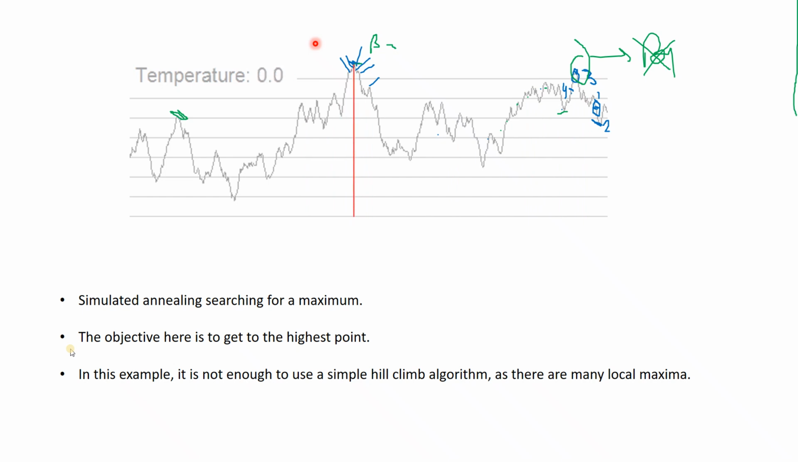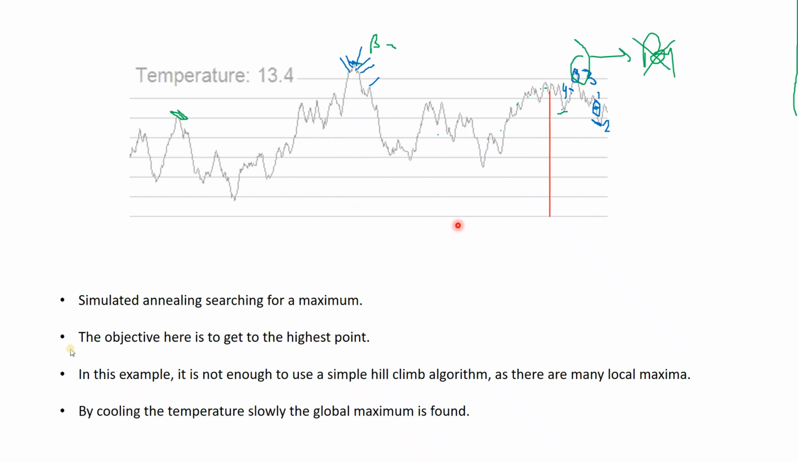So it is only determining the local maximum, like the hill climb algorithm, but simulated annealing can determine the global maximum.